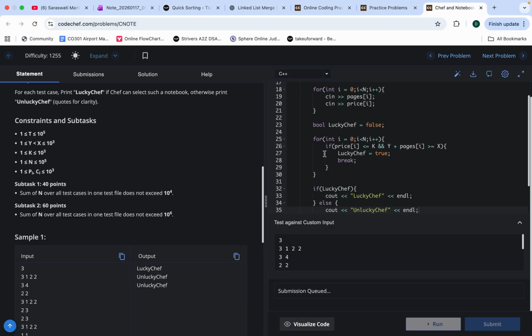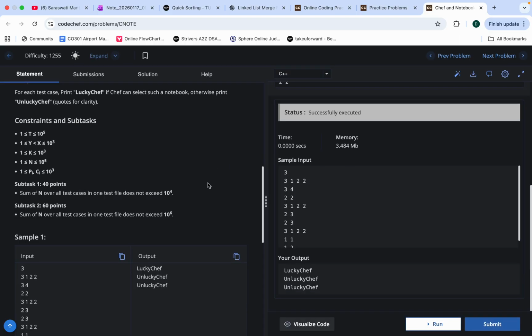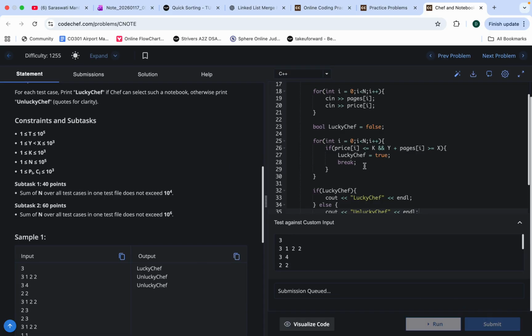Let's just try and see whether it's working or not. Lucky, unlucky, unlucky, it's working fine. Let's just submit it.